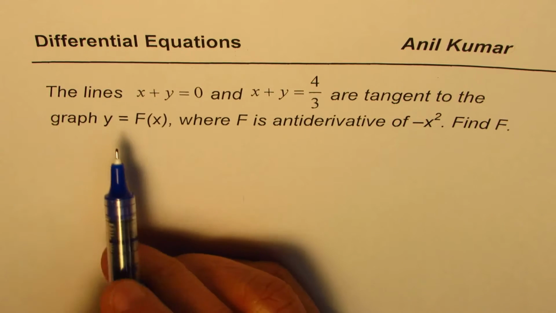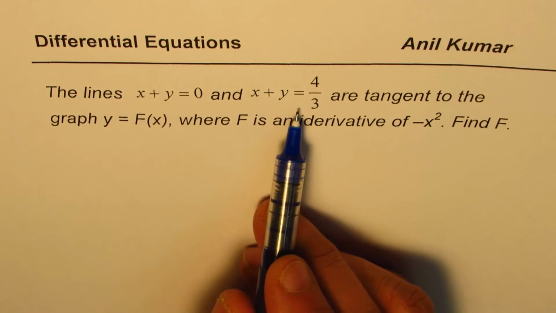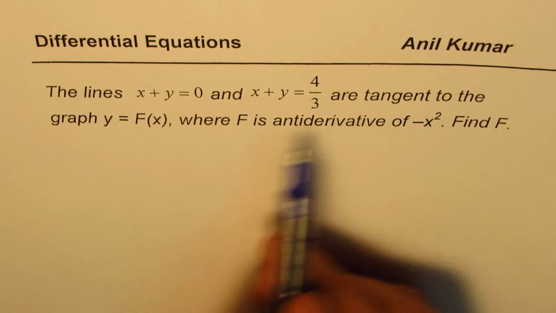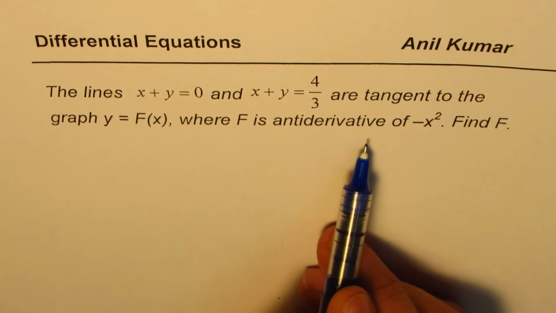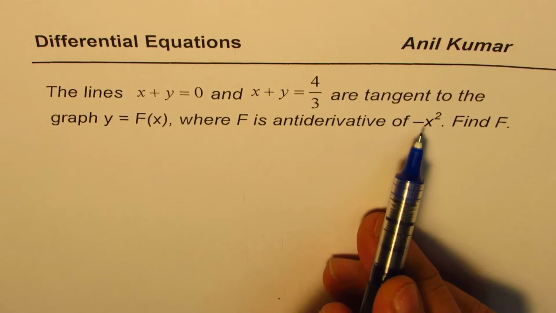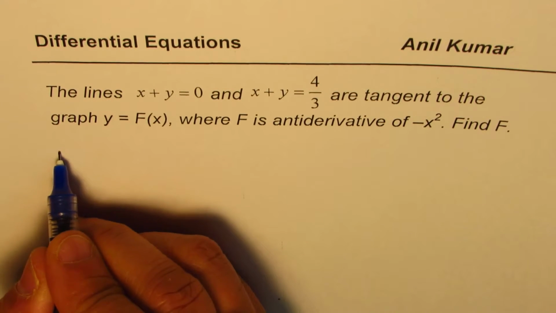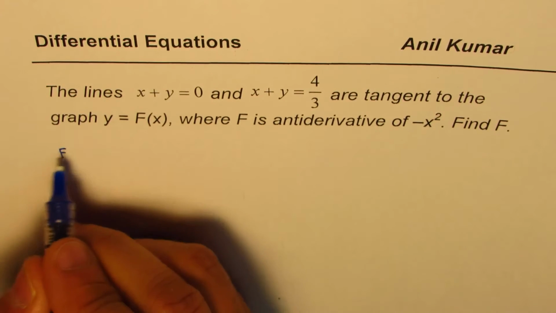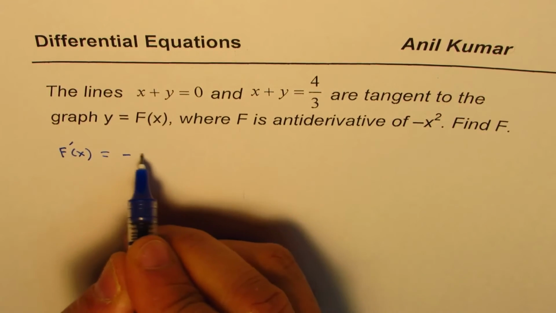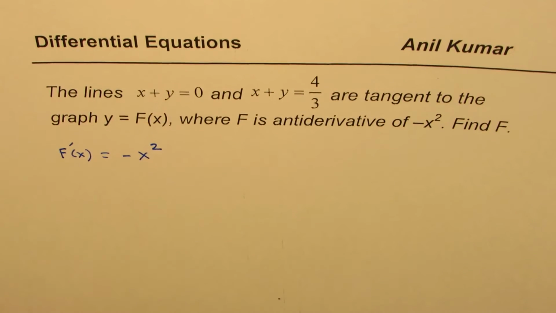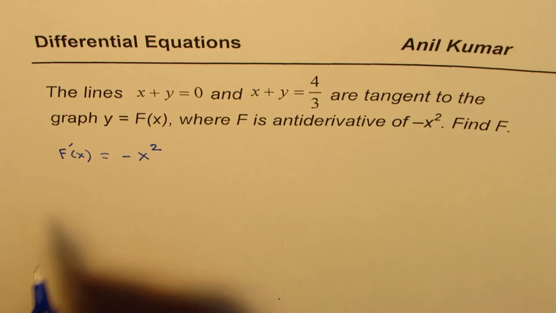The question is, the lines x plus y equals 0 and x plus y equals 4 over 3 are tangent to the graph y equals f of x, where f is the antiderivative of minus x squared. Find f. So what we are given here is, when we say f is the antiderivative, that means f prime x, or the derivative of this, is minus x squared, right? So from here we can find what f is, taking the antiderivative of this.